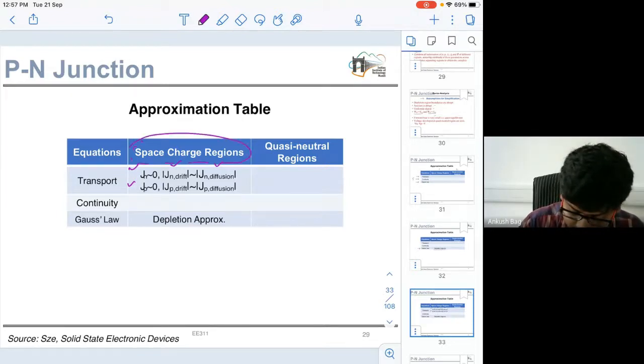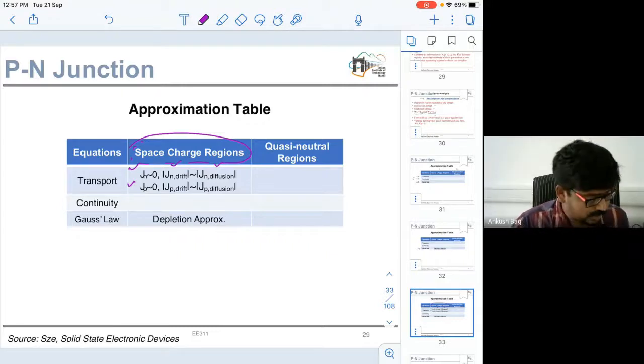Why we are taking this approximation will be clear in the next class, when we see what parameter we get from this approximation. Similarly for electron and hole, both conditions are valid. I'll stop here, I'll not go further today, and let me know if you have any doubts.